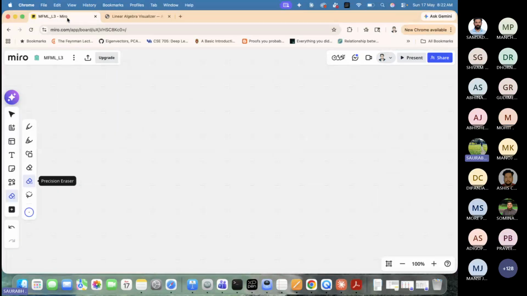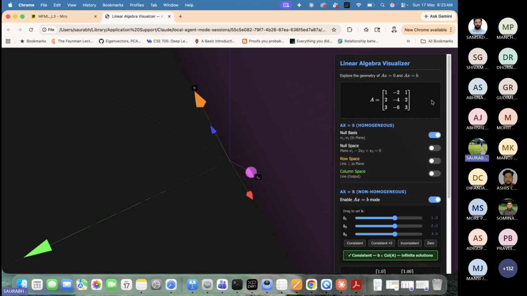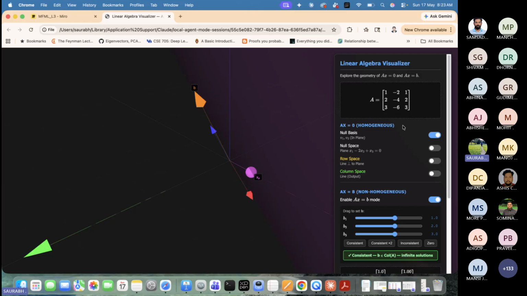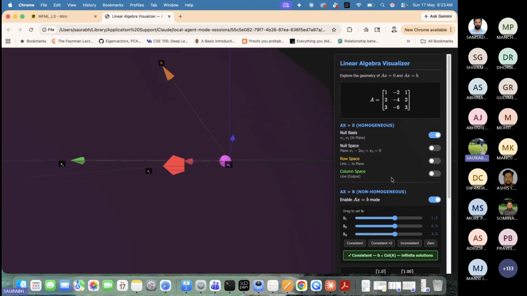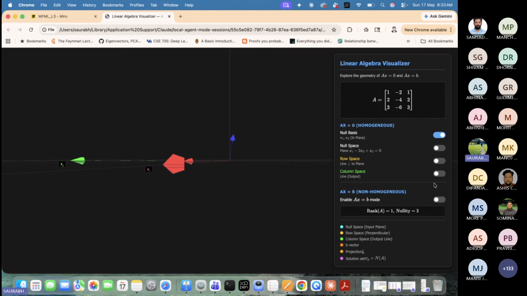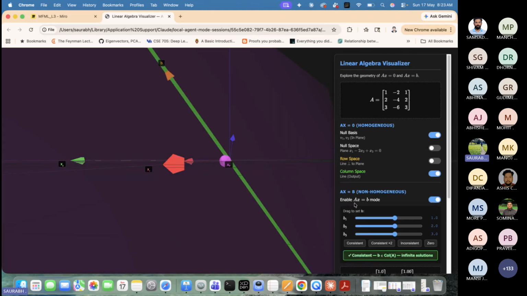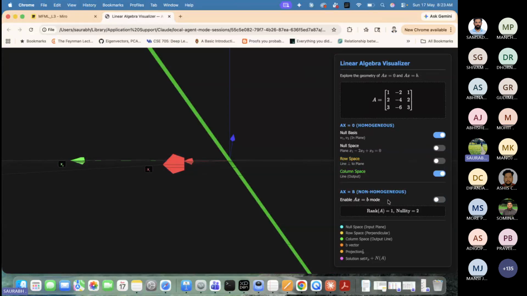What I'll start with is yesterday, Himani had asked whether the solution space would contain the null space, or whether the solution space is part of the null space. These are two different things. I thought of adding it to the visualization. Here we have a place where, for example, we can enable Ax = b, which is the non-homogeneous condition, or Ax = 0, the homogeneous condition.